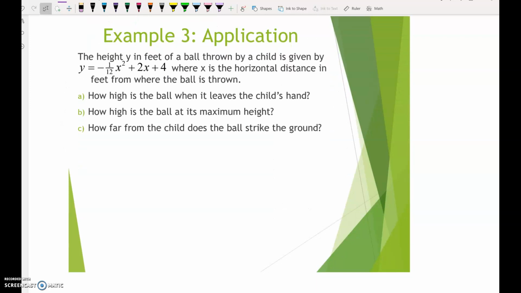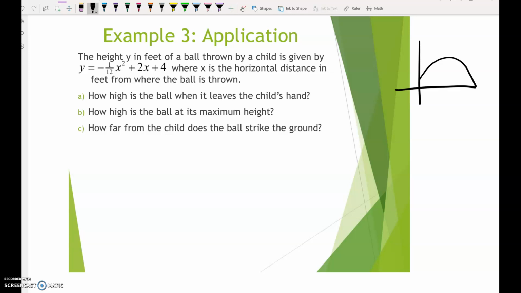The height y in feet of a ball thrown by a child is given by y equals -1/12 x squared plus 2x plus 4, where x is the horizontal distance in feet from where the ball is thrown. Now I'm going to draw a quick little picture over here. So this kid is going to throw this ball and it's going to follow the path of a parabola.